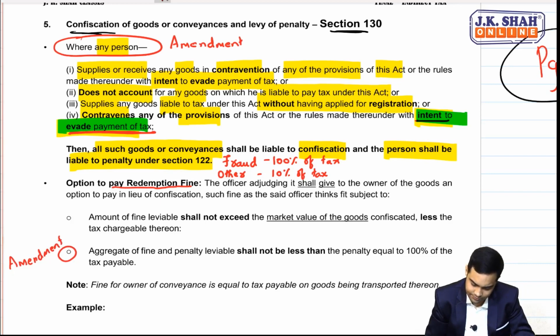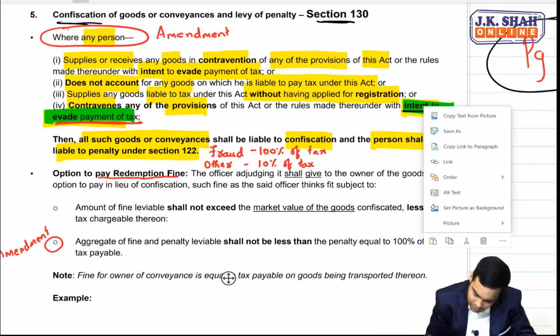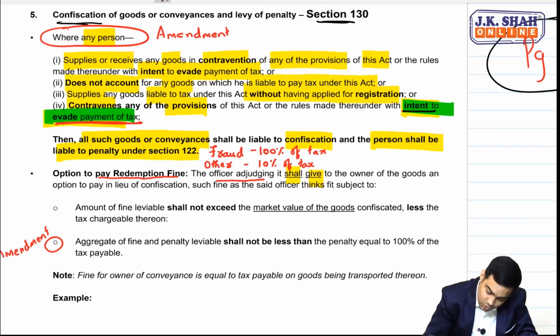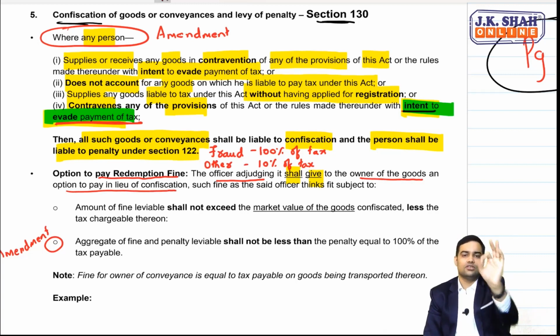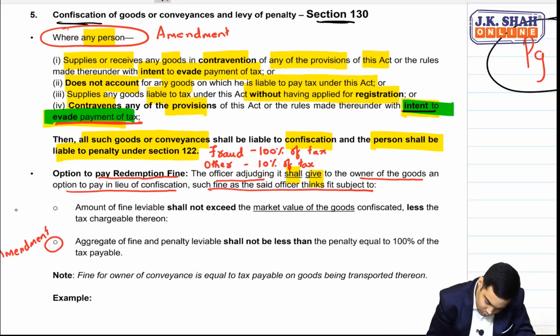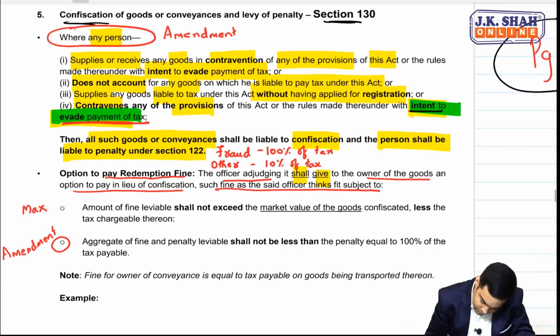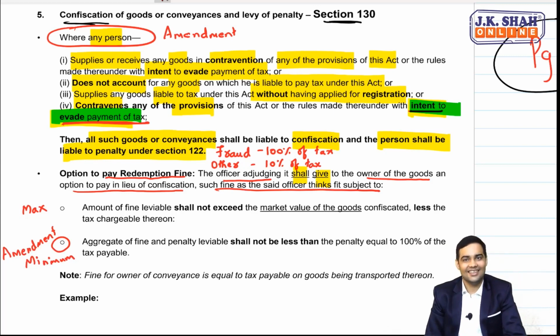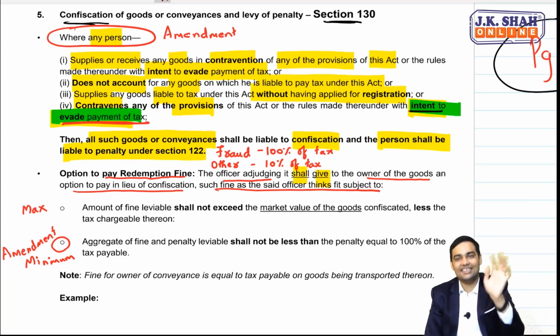Let me take you through it. Option to pay redemption fine. The officer adjudging it shall give, obviously mandatory. Officer has to give an option to the owner to pay in lieu of confiscation. We will return you the goods, you pay redemption fine. How much, sir? As he deems fit, subject to. Here you can write, this is maximum and this is minimum. Maximum is the same, minimum has changed. Earlier the language was slightly complicated. Now they have made it easy. When you compare it with what you have studied earlier versus now, the provision today is easier.